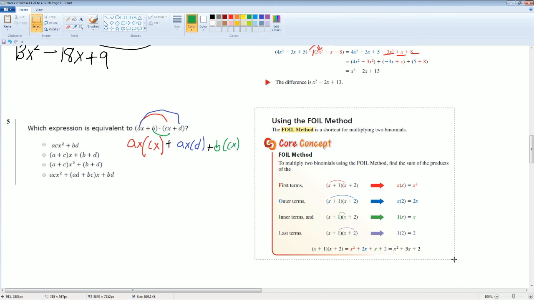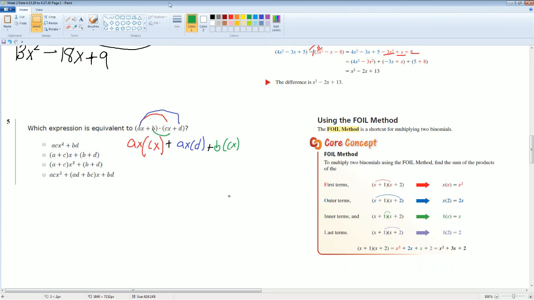Just move this over to the right a little bit. Then we have add, lastly, b times d. Okay. And now you can multiply this. ax times cx becomes ac. Nothing happens to it, but you have two x's, right? So it becomes x squared. Next, ax times d. Nothing happened to that, so that's just axd. Same thing here, just bcx, and you end up with bd.